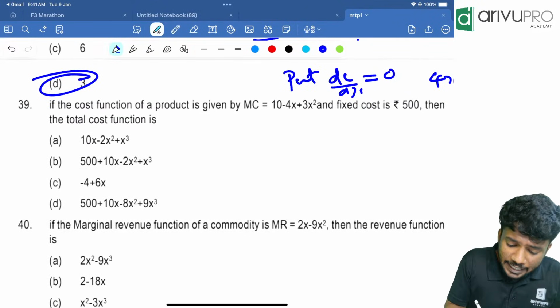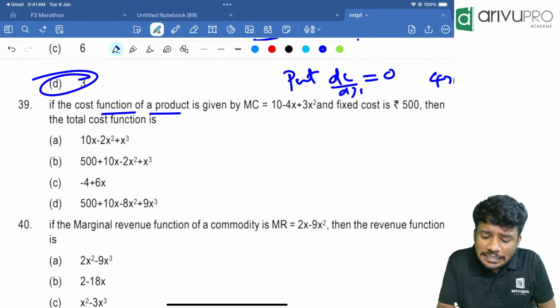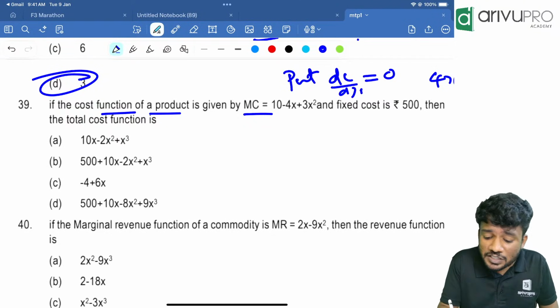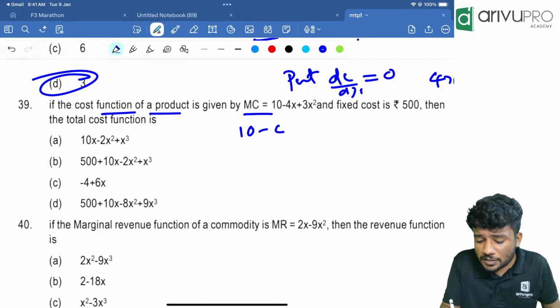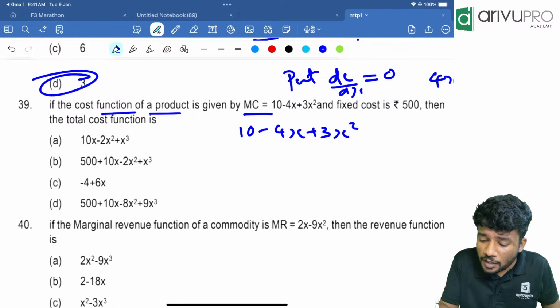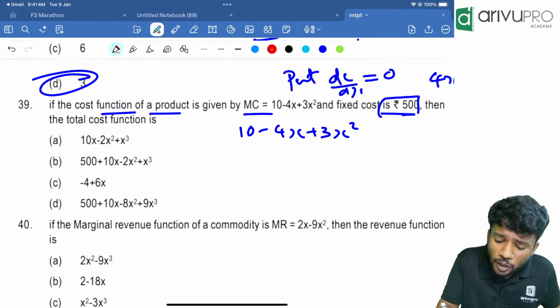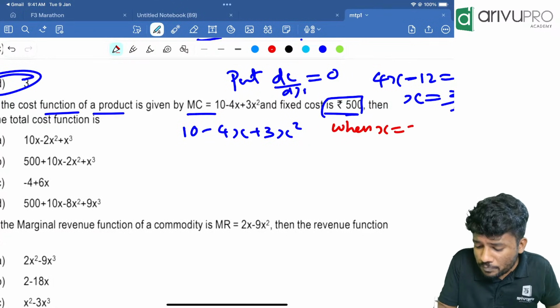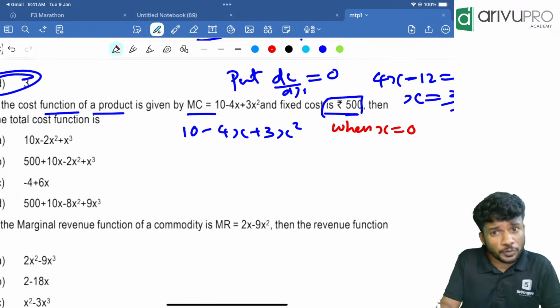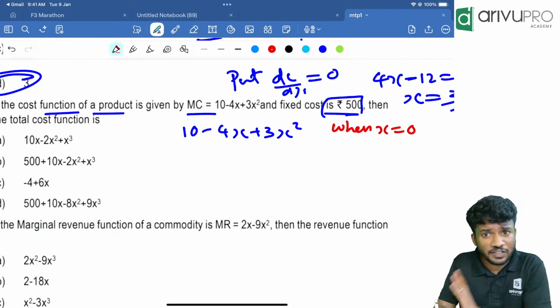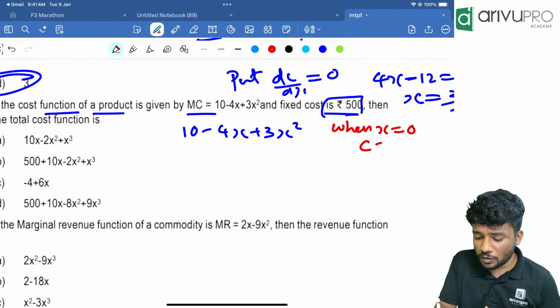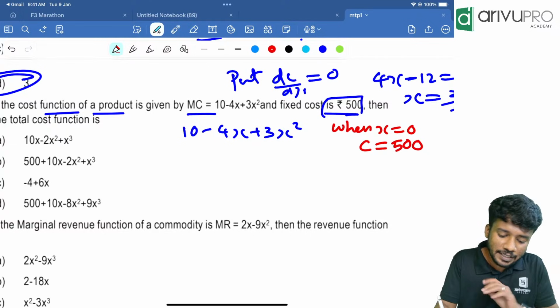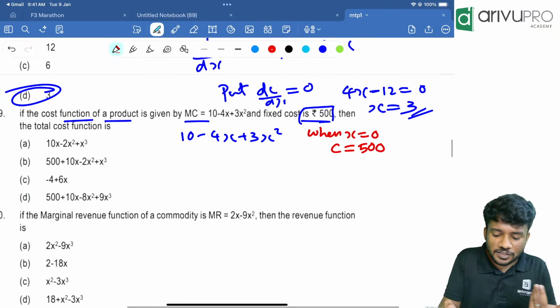Next one. If the cost function of a product is given by MC equal to 10 minus 4x plus 3x square, and the fixed cost is 500. What do you mean by fixed cost? When x is 0, that means there are no units. When no units of production are happening, there is already a fixed cost. When x is equal to 0, cost C is equal to how much? 500.